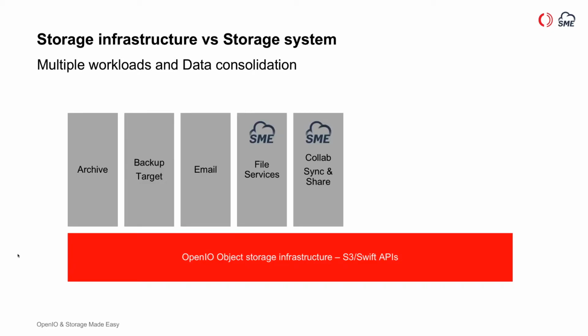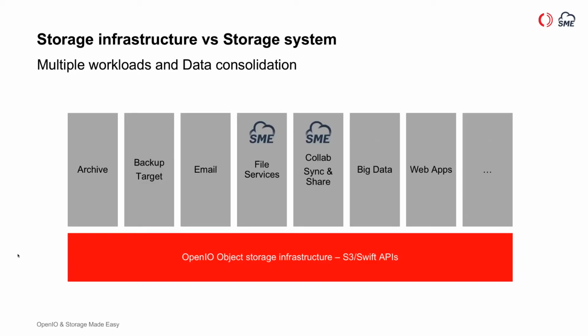We usually have the ability to run multiple workloads on the same infrastructure. In fact, as you can see here, the same infrastructure can serve archive workloads, backup, email in the case of OpenIO, and thanks to our partner SME, for example, also file services and sync and share services are available on our platform. But it's also good for big data, web application, and so on.